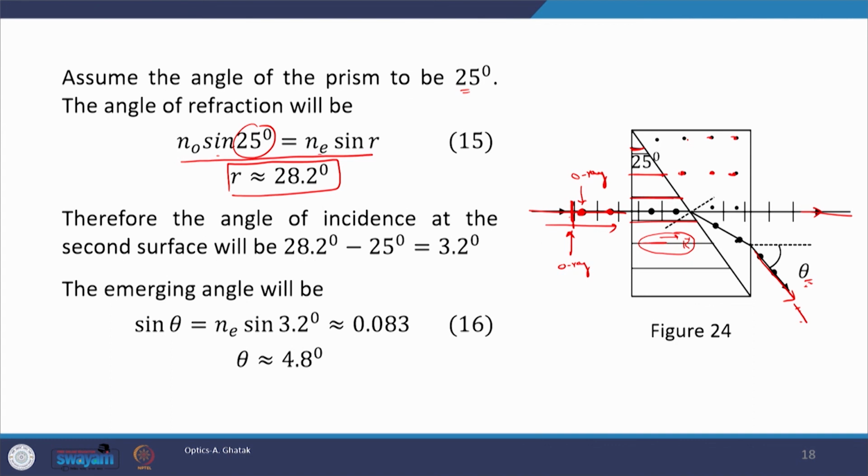Now, once NE is given, using this Snell's law we can calculate the angle of refraction. Once the angle of refraction is calculated, and you know this slanted plane is making an angle of 25 degrees with the vertical, the angle of incidence at the second interface would be 3.2 degrees, and from here the angle of emergence can easily be calculated using Snell's law again, which is given by this relation.